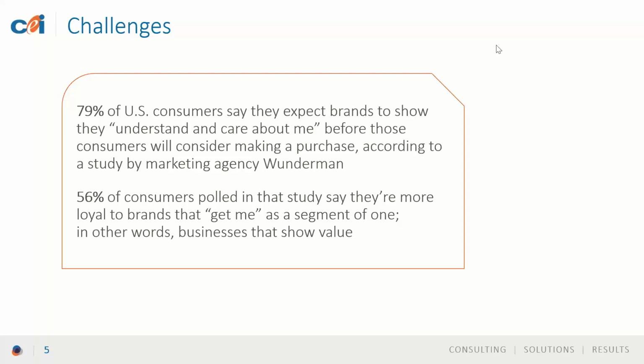They're being met where they live, right? And so the second stat there, 56% of consumers polled say they're more loyal to brands that get me as a segment of one. So businesses that can reach out and show value directly to a consumer is important. And you'll see that through both our case study and through some of the things that we've created.